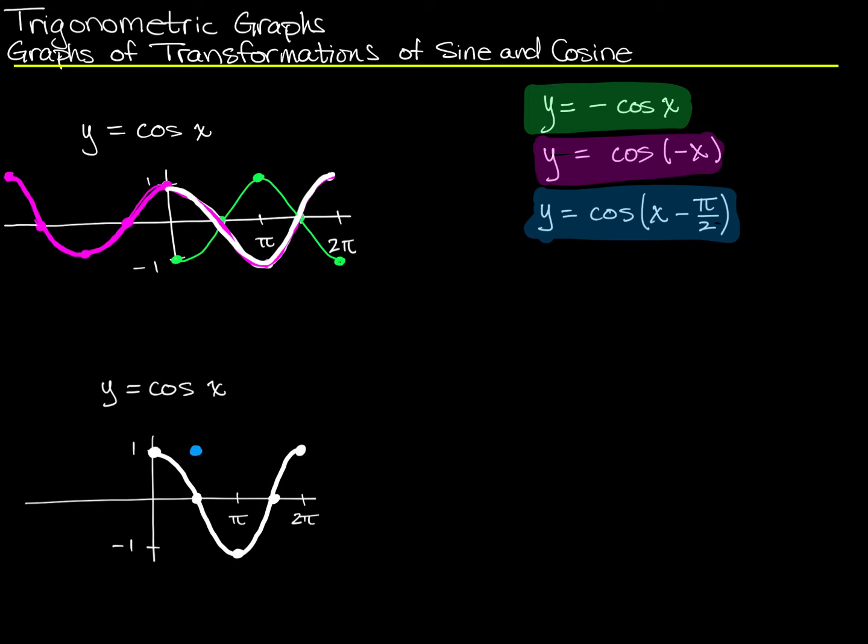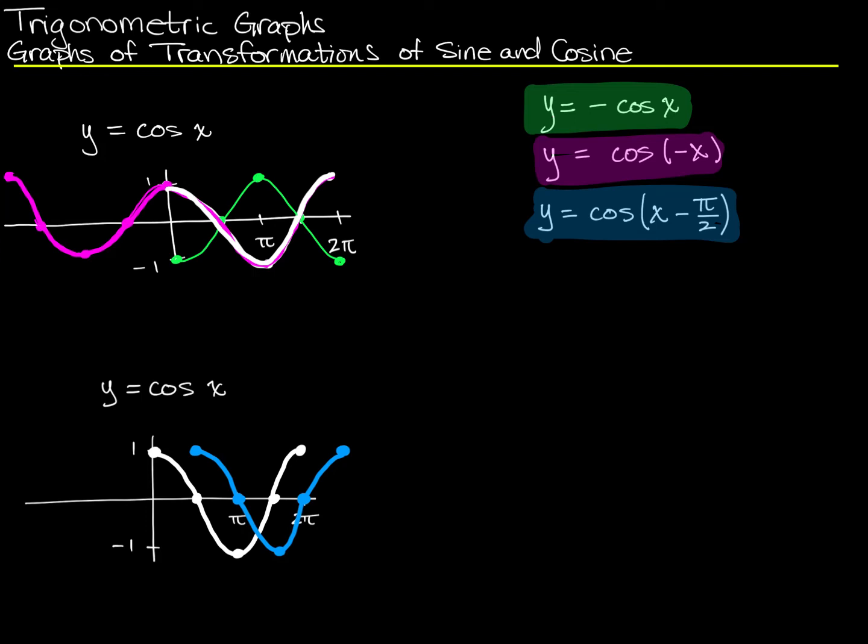And then looking at the next point, it's currently at pi over 2, 0. So I need to move it to the right so that it's at pi over 2 plus pi over 2, 0. That's pi, 0, sorry. Then this one down here is at pi, negative 1. So I'm going to move it pi over 2 units to the right so that it's at 3 pi over 2, negative 1. And then I'll move this one over, and I'll move this one over, and I'll connect the dots. So you can see that we can also affect horizontal changes with cosine. In fact, you can do this with any function.